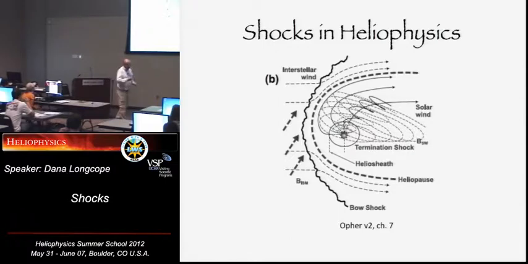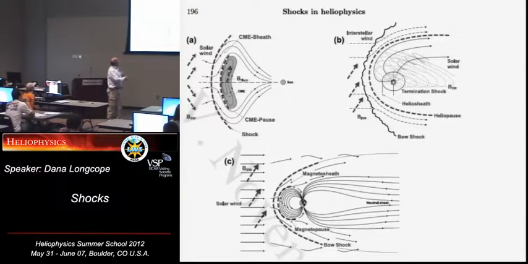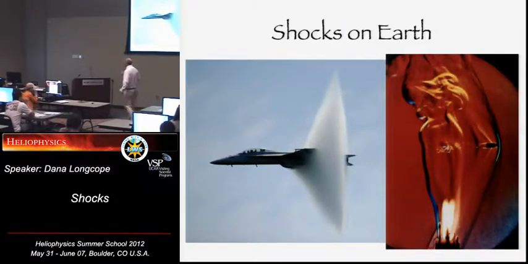So we've seen a lot of shocks. The summary in the textbook shows you how there are bow shocks in front of the solar wind, there are bow shocks in front of the magnetosphere, and there are bow shocks in front of CMEs. So the idea is that a shock is something that reappears in a lot of aspects of heliophysics. It also appears on the Earth.